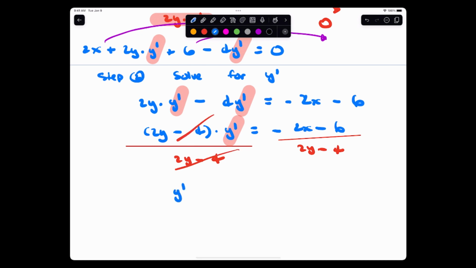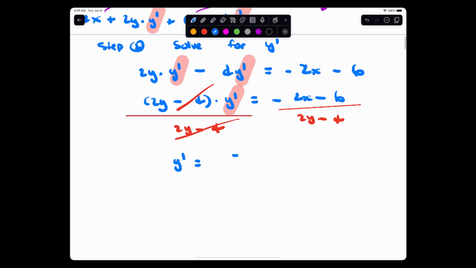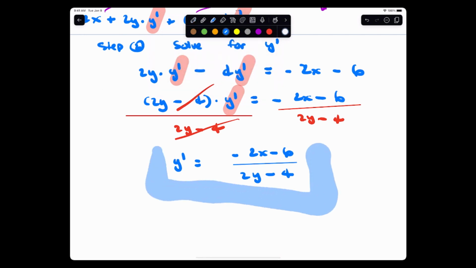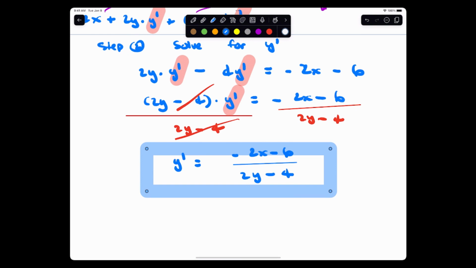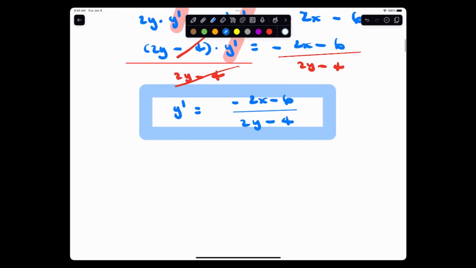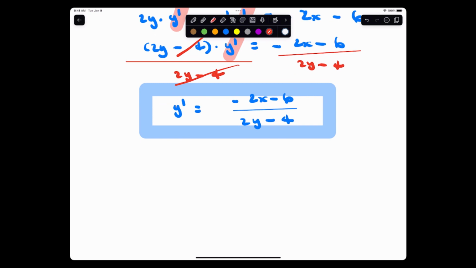So you get now what? Y prime, which is negative 2x minus 6 over 2y minus 4. Now, in some sense, you're done. You might say, what do you mean I'm done? Yeah, you're done. But if you look in back of the book, you see the negative sign in the numerator? You can factor out a negative. Okay, and you can put it at the same level.